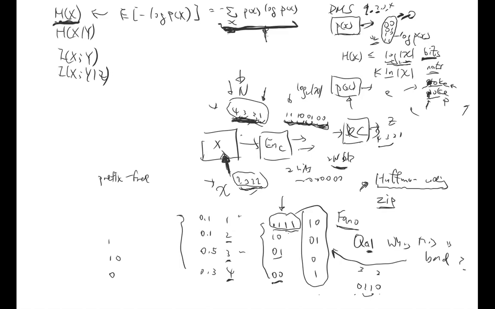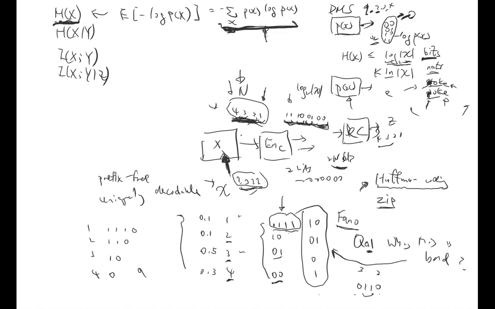1, 1, 0. Okay, let's see a code like this. I'll claim that if I have a code like this, I can uniquely recover the source, the so-called uniquely decodable. If I have a code like this, again 1, 2, 3, 4, I will always be able to recover the source, no matter what kind of combinations.